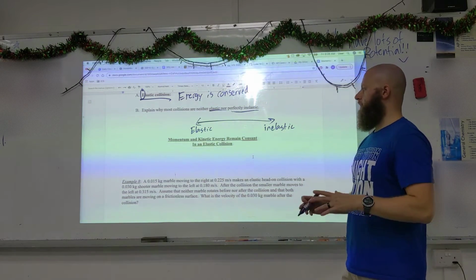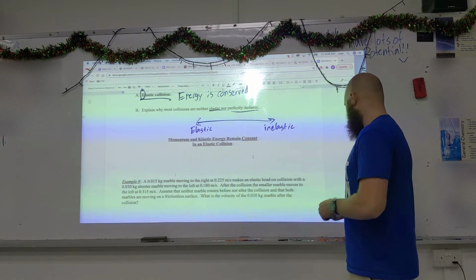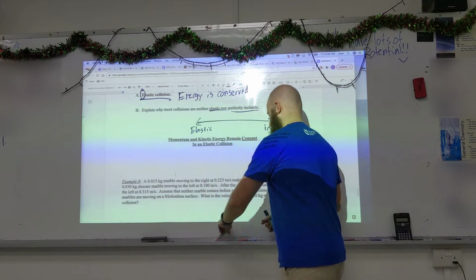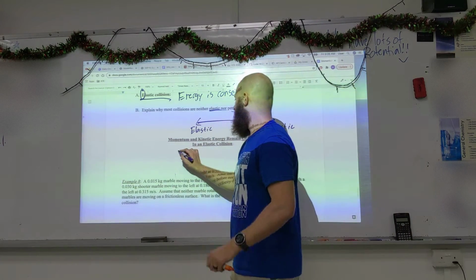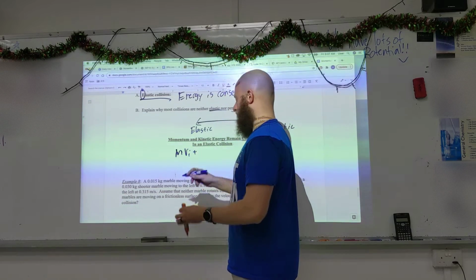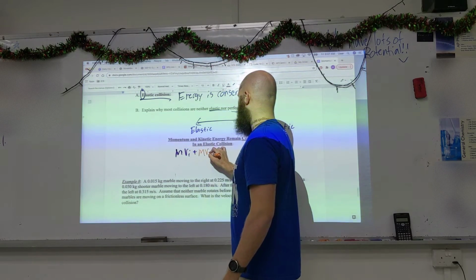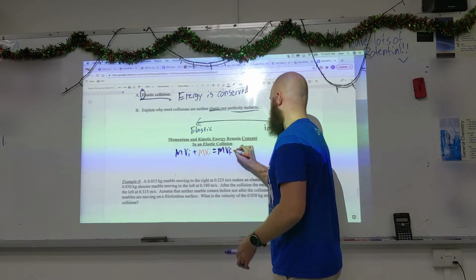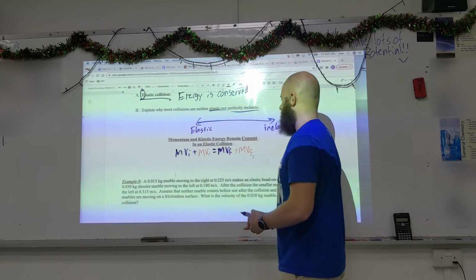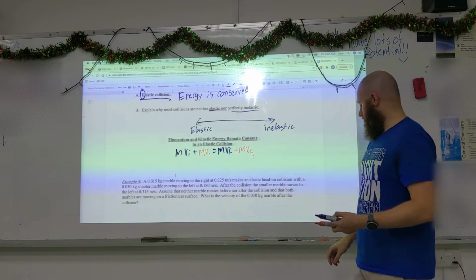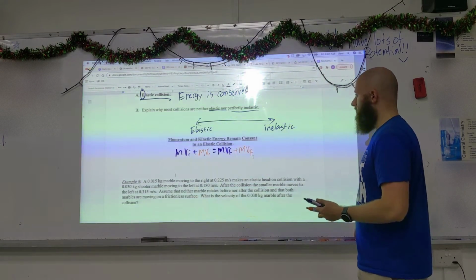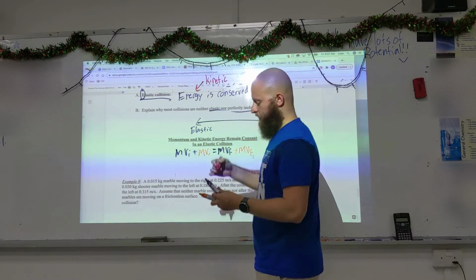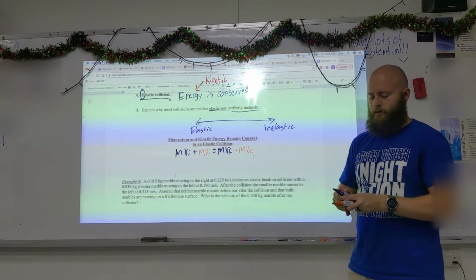So we can write this out as two formulas. We have the same exact formula that we had before: m1 vi plus m2 vi equals m1 vf plus m2 vf. Now, one thing I did not say earlier is that specifically it's the kinetic energy that's conserved.